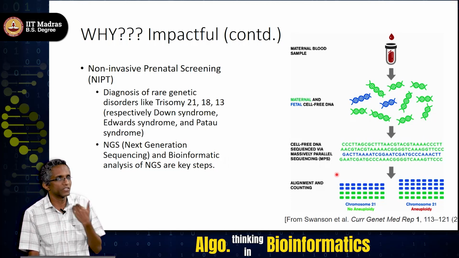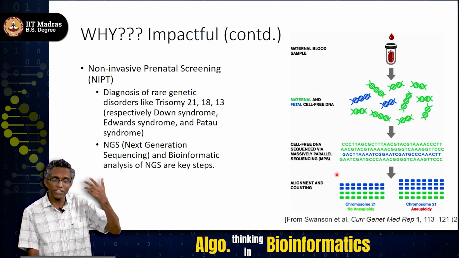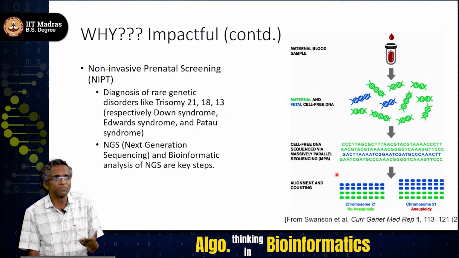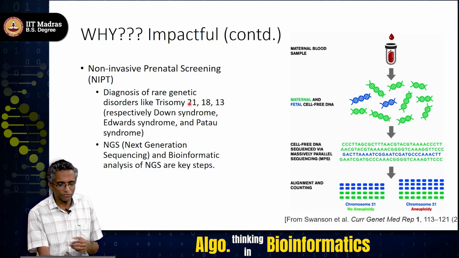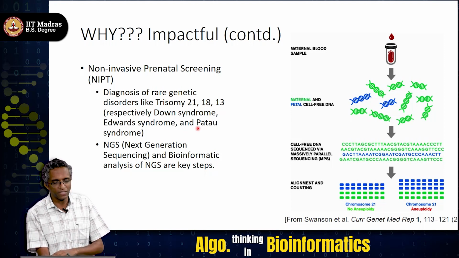There are 23 pairs of chromosomes in our human body, and if you have chromosome 21, 18 or 13, where instead of 2 copies, one from mother and one from father, you have 3 copies, then you have disorders. These are called Down syndrome if chromosome 21 has an extra copy, Edwards syndrome if you have 18, and Patau syndrome.